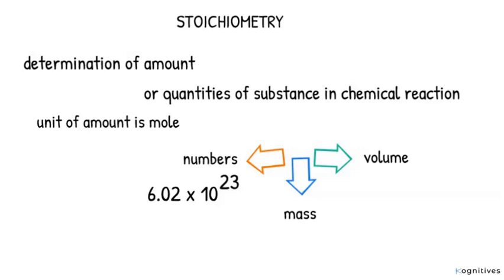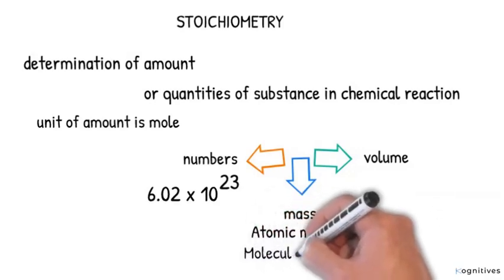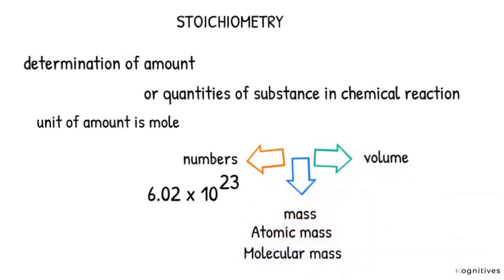The mole can also be represented as a mass. In this case, 1 mole of any substance, be it an atom, a molecule, or a compound, is equivalent to the atomic mass if it is an atom, the molecular mass if it is a molecule, or the formula weight if the substance in question is a compound.